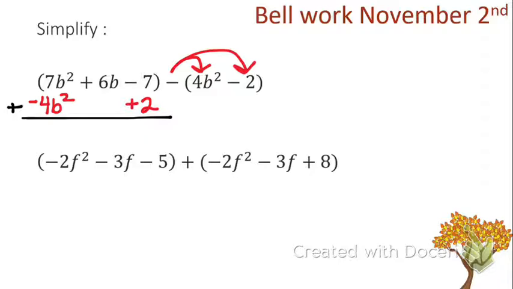So 7b squared minus 4b squared would be 3b squared. This did not have a like term in the second group, so we're going to just bring that down. Negative 7 plus 2 is negative 5. And that would be your final answer. The main thing to keep in mind is that when it is subtraction, you have to distribute the negative and then you add them together.